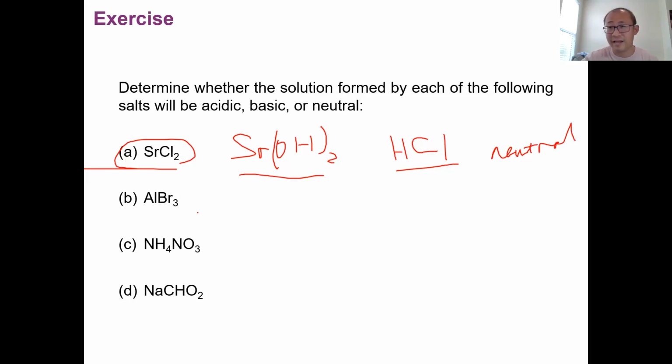Let's take a look at the second one. Again, I'll leave the other two for you to practice. The second one is aluminum bromide. Aluminum, Al, came from the base, so we write the formula aluminum hydroxide, which is the base. If you review the strength of bases, you know aluminum hydroxide is a weak base. Aluminum hydroxide doesn't actually dissolve in water. It's a weak base. But the acid HBr is a strong acid.